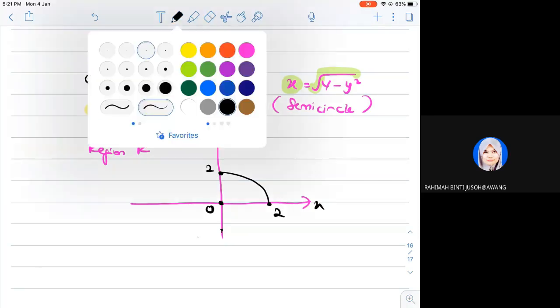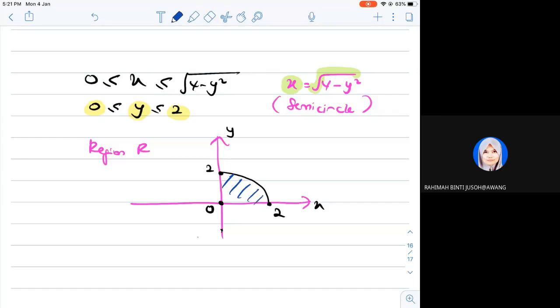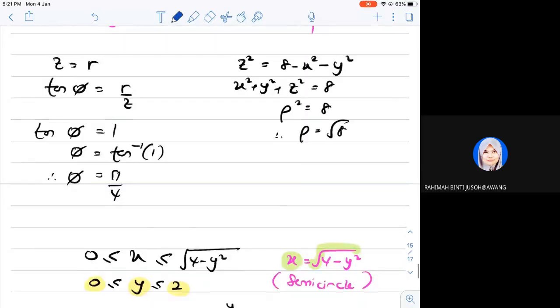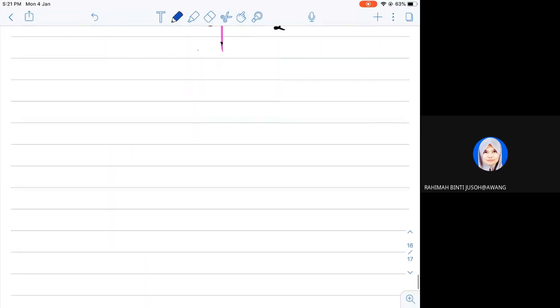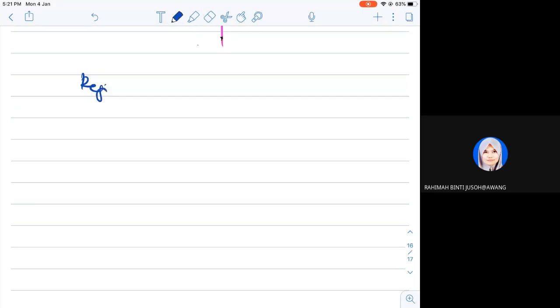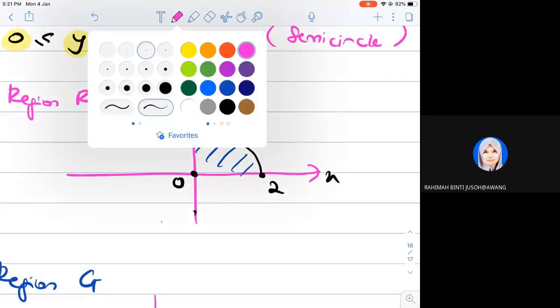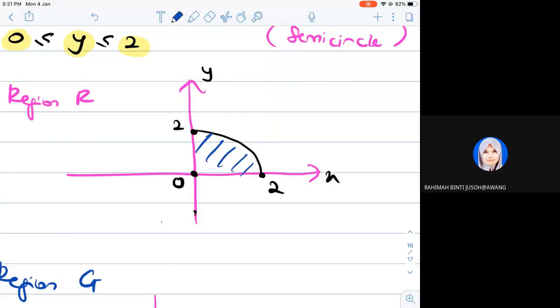Okay, dia sebenarnya suku circle je. Ha. So ini region R ni akan affect kita punya region G keseluruhan ni. Sebab dia suku je tu. So region G, kalau kita sketch region G ni. So guys, from here kita akan tahu apa daripada region R ni. Ha, sebelum saya terlupa. Kita akan tahu limit apa? Theta, right? Theta from 0 until theta equals to? Pi over 2. Yes, pi over 2.